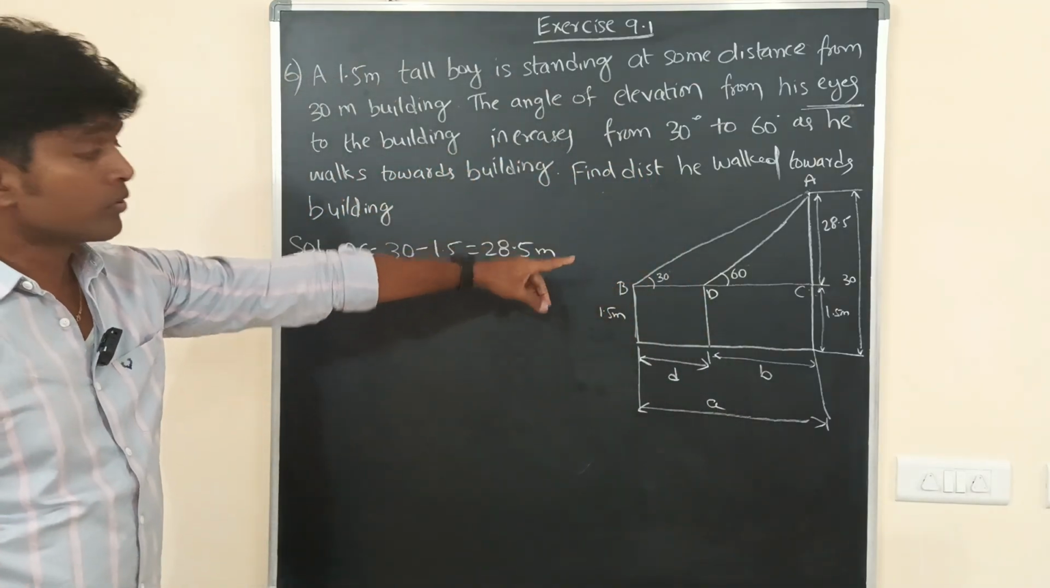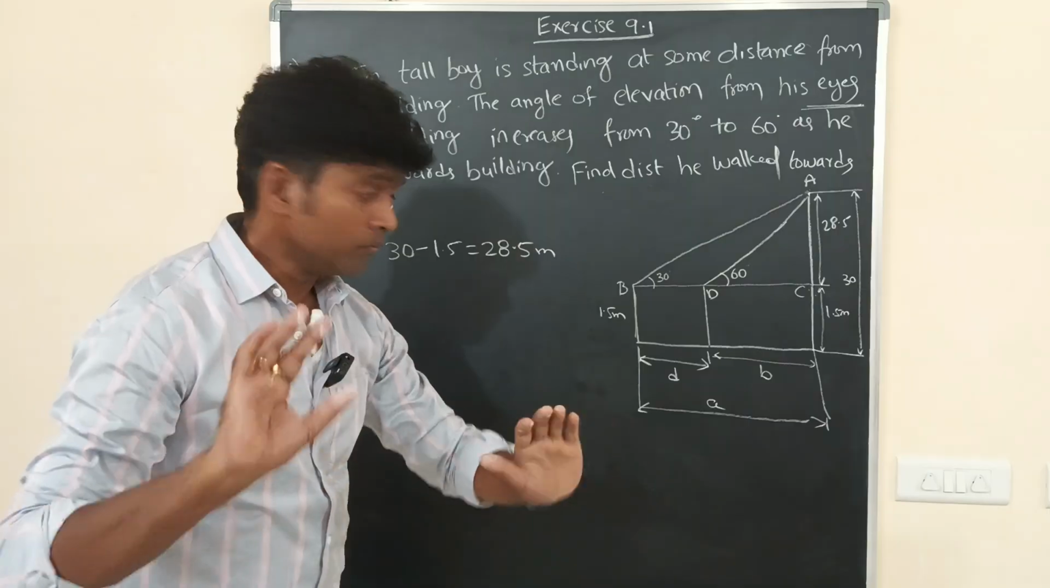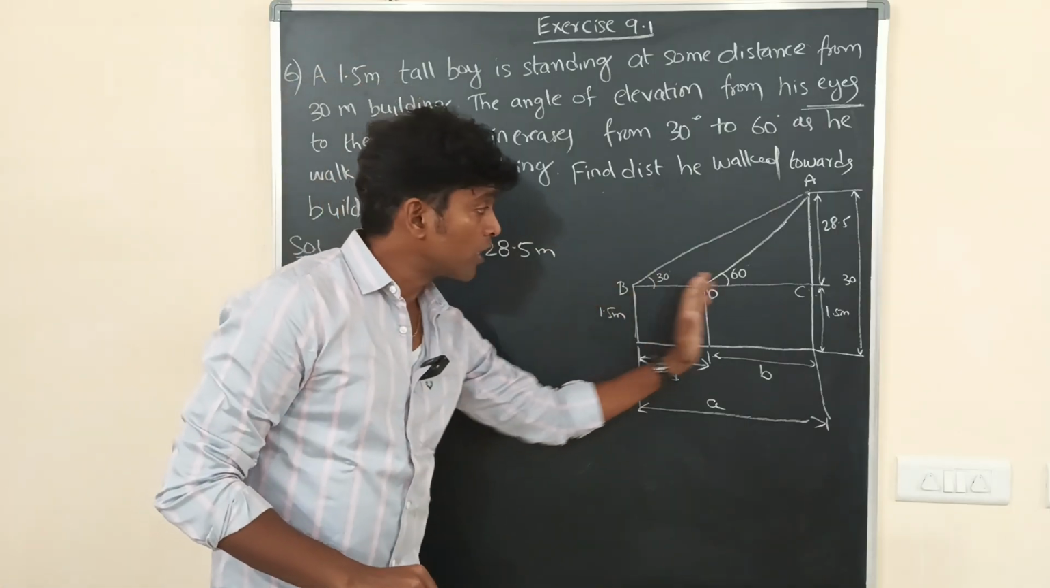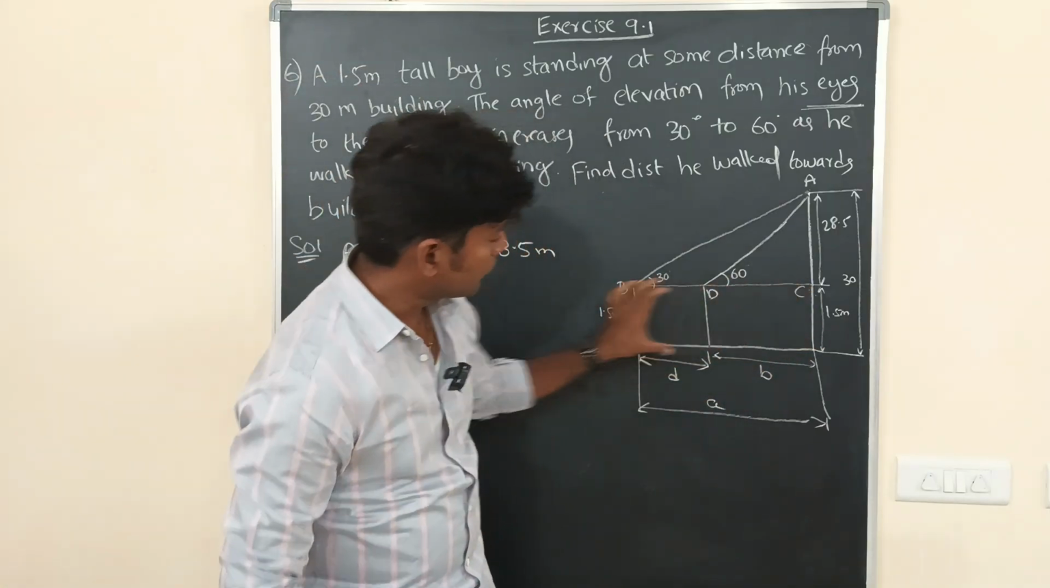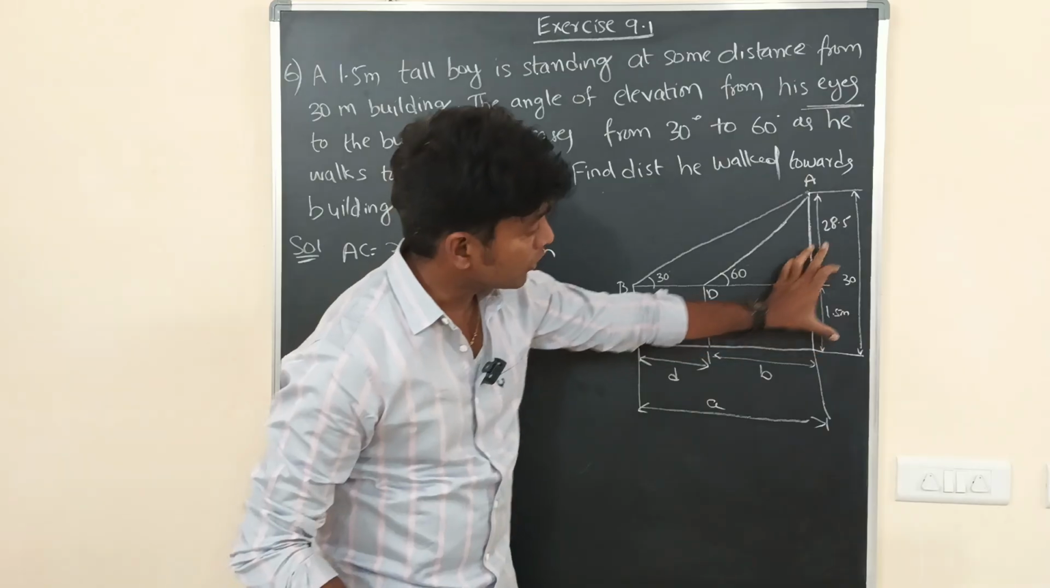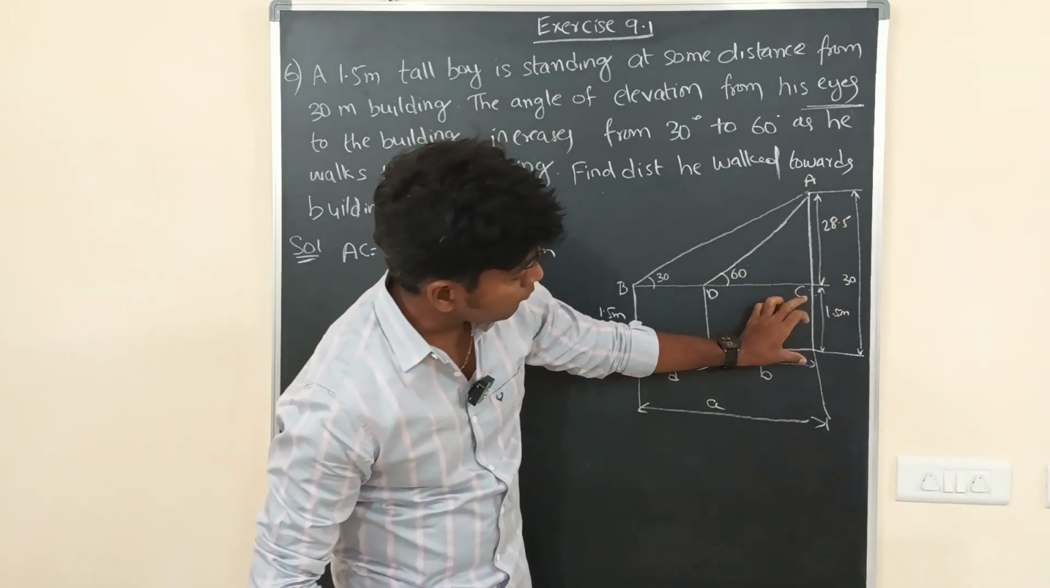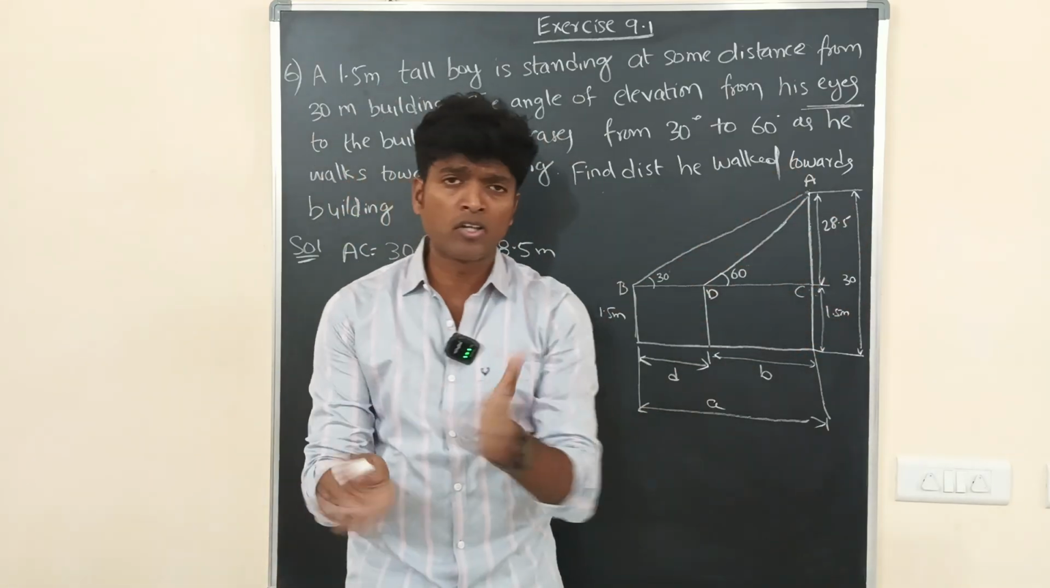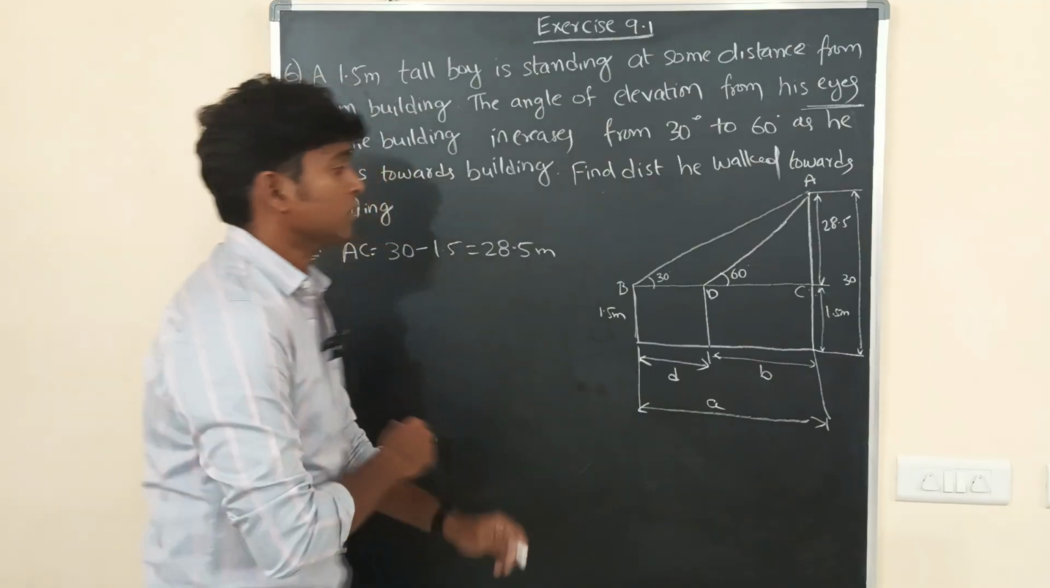Now you got the dimensions. Simple thing. 1.5. I have transferred this 1.5 here. This also is the same. Both are the same lengths. So 1.5. From this total 30 is there. 30 minus 1.5 is 28.5. Simple logic. Simple thing. Nothing more is there.